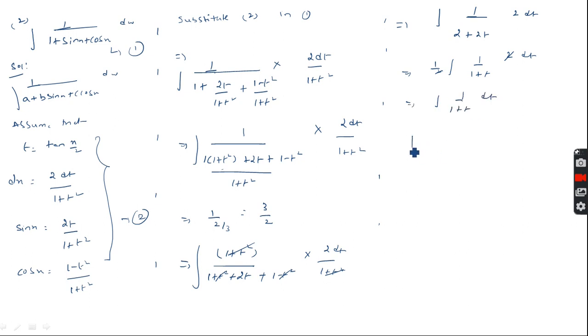So we know that the integration of 1 by x is log x. So here we get log of 1 plus t. Substitute t. What is t? T is nothing but tan x by 2. So finally we get log of 1 plus tan x by 2.